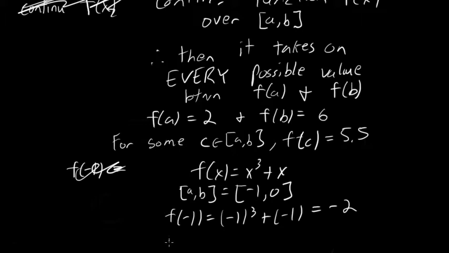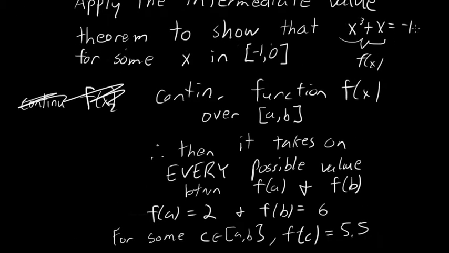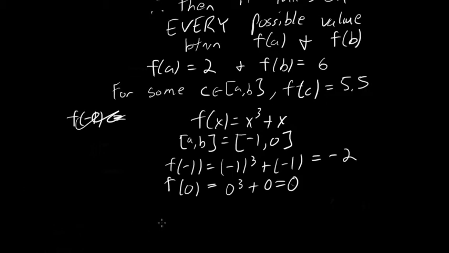Now how about the function evaluated at the right endpoint of this interval? It's going to be f of 0. That's going to be 0 cubed plus 0. That's just 0. But what's the question asking? We want to show that this function equals minus 1 for some point in this interval. So if at one endpoint the function equals minus 2, and at the other endpoint it equals 0, well, minus 1 is between minus 2 and 0, right?